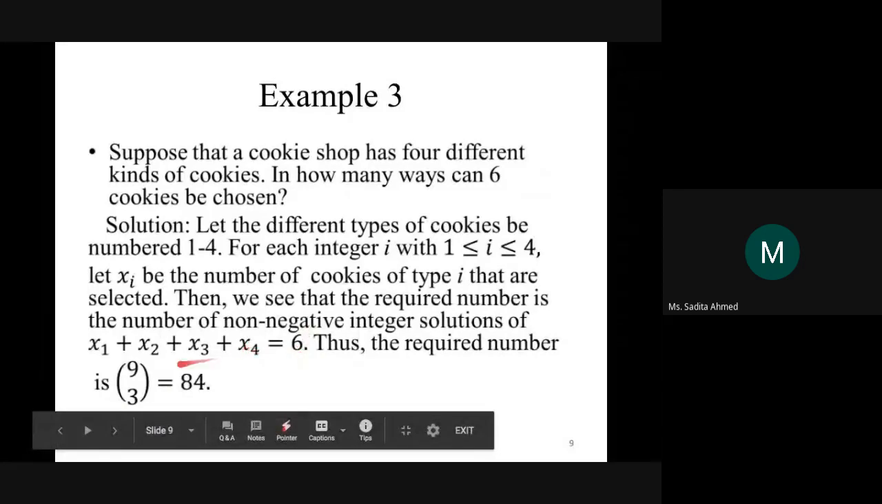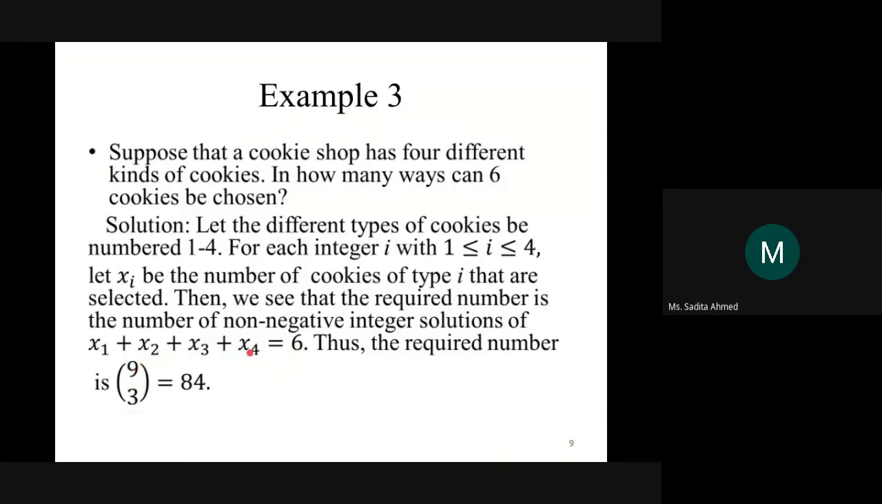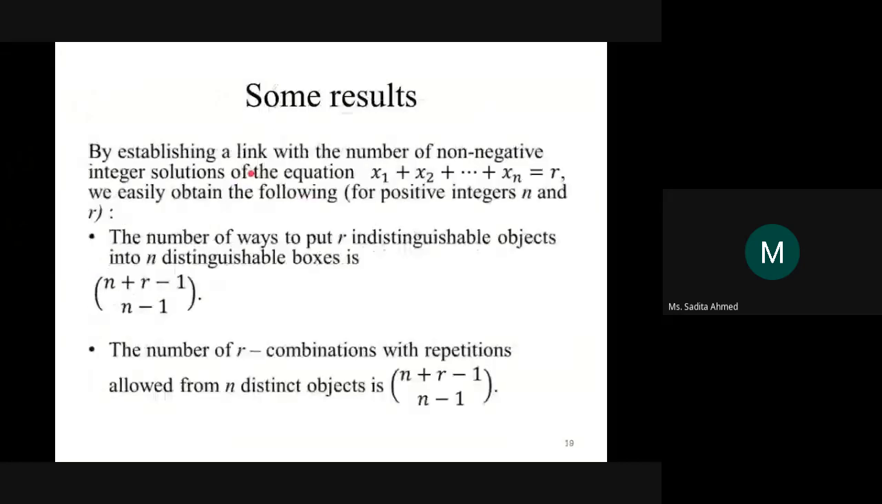So n plus r minus 1: 6 plus 4 minus 1, which gives us 9. And then n minus 1, which gives us 3. So 9C3 or 9C6 for that matter would have given us the same result as well. Okay. Now, this problem fits under a certain definition, a different way of defining as well. You can define this problem in these 2 formats as well.